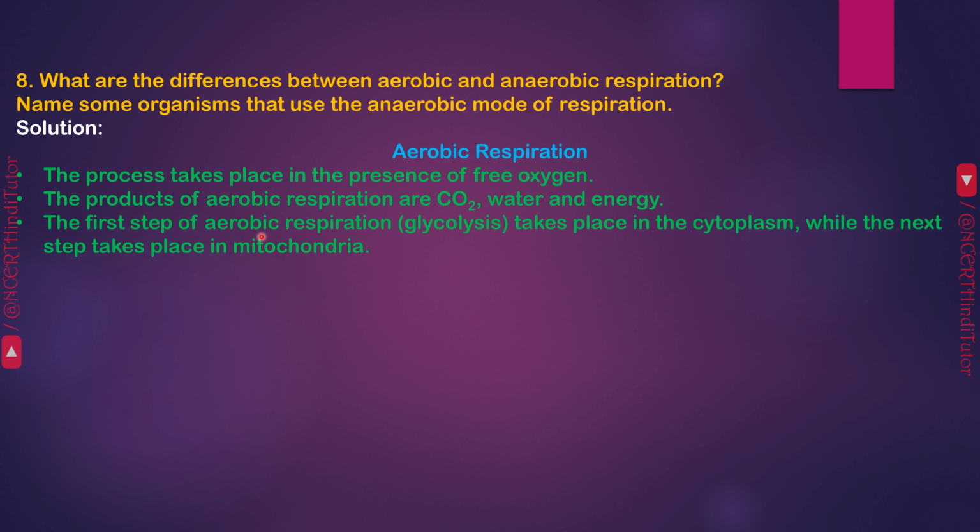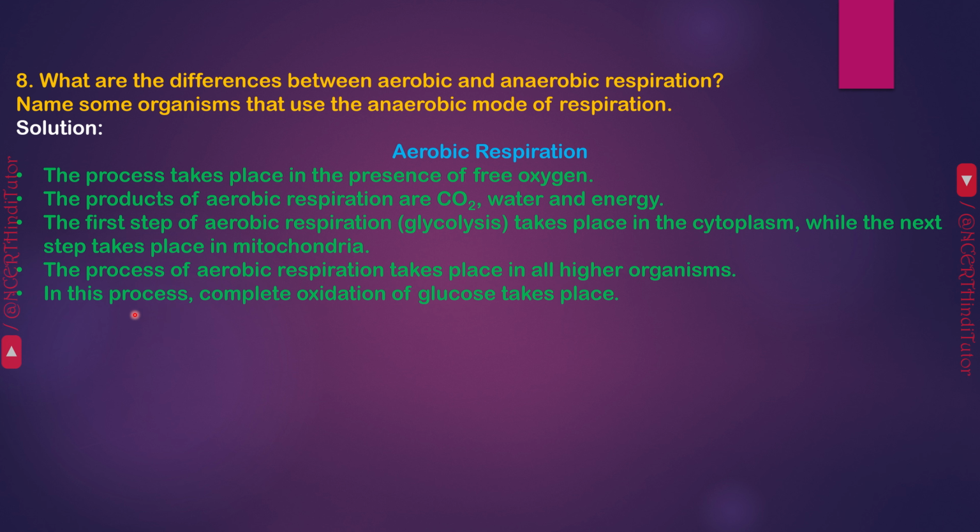The first step of aerobic respiration, that is glycolysis, takes place in the cytoplasm, while the next step takes place in mitochondria. The process of aerobic respiration takes place in all higher organisms. In this process, complete oxidation of glucose takes place.